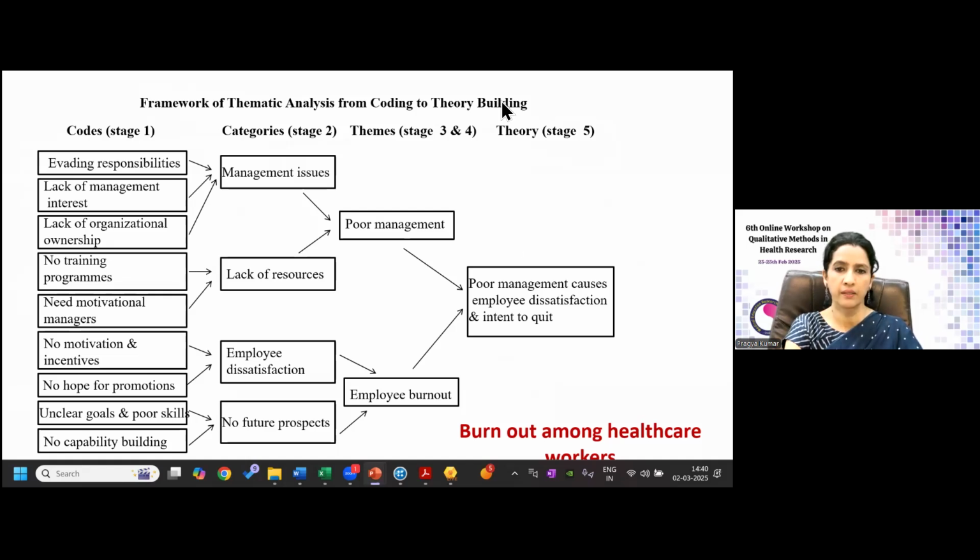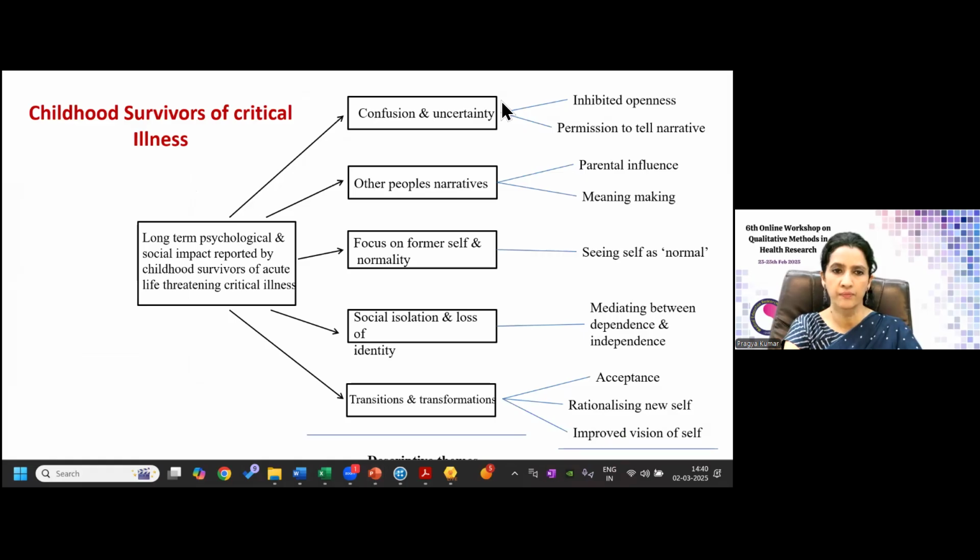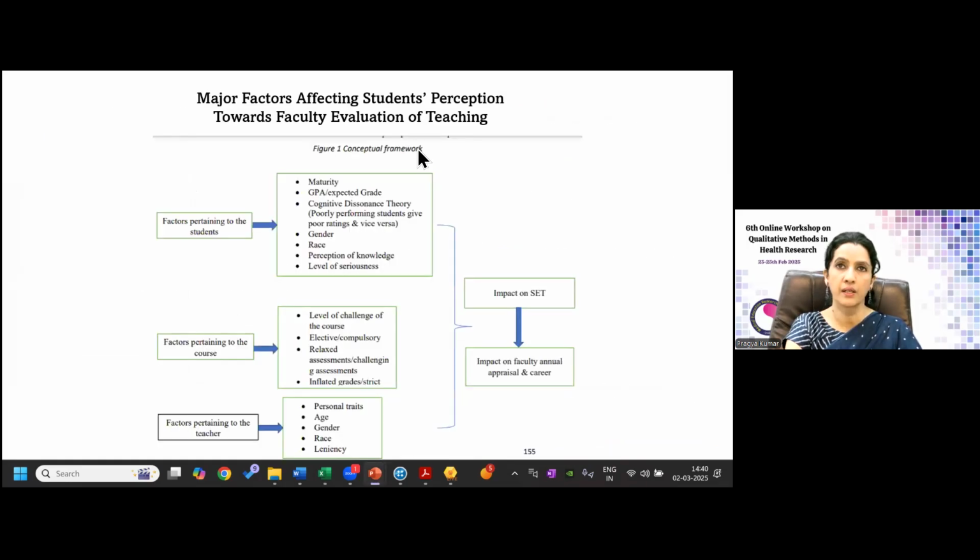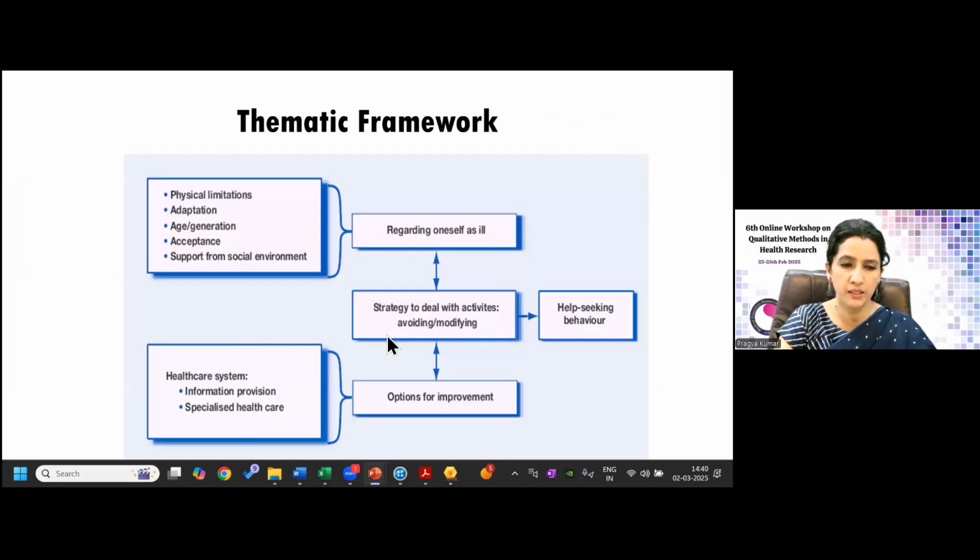And then this is again one, childhood survivors of critical illness. They have again created these many categories and these many codes and themes. Again, one study of the major factors affecting student perception towards faculty evaluation of teaching. It is related to medical education. There they have used this framework, and then they have seen what various themes they identified. So this is the thematic analysis and the framework which they have used.